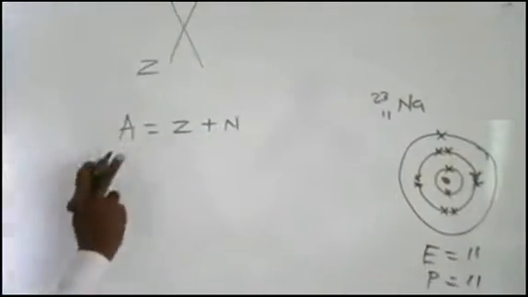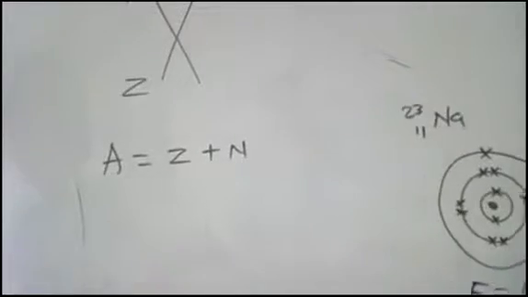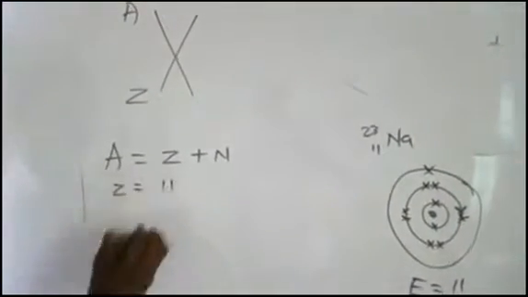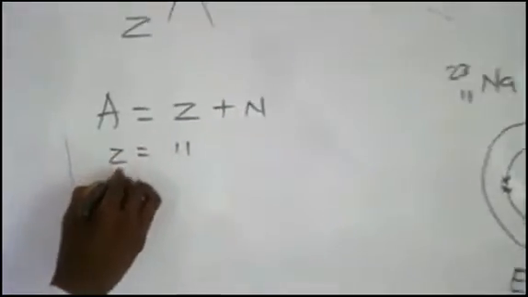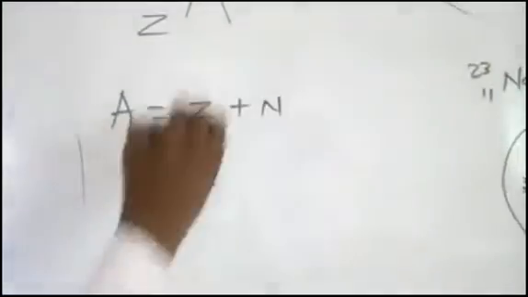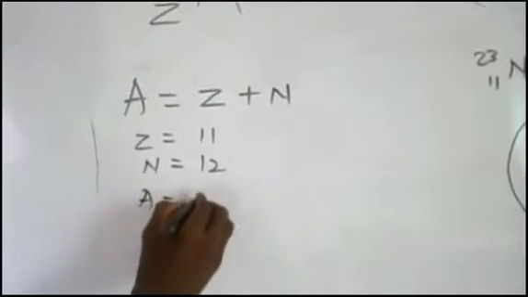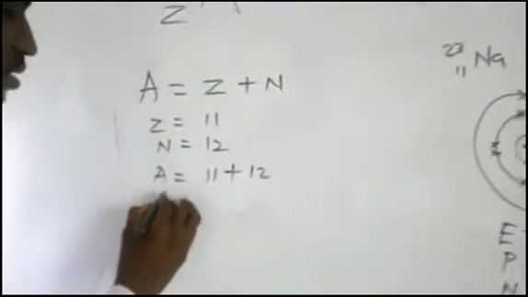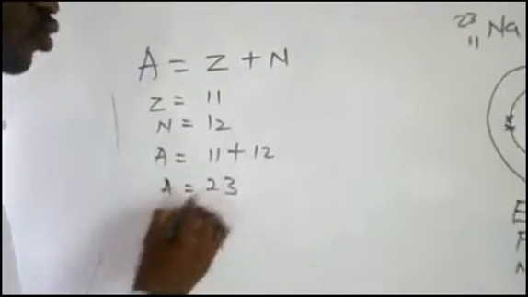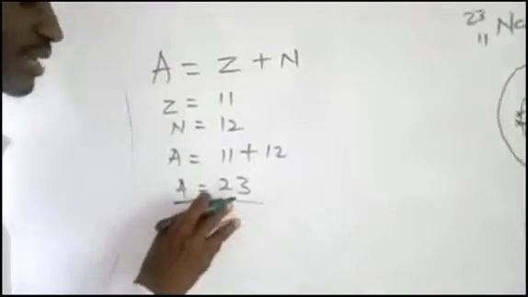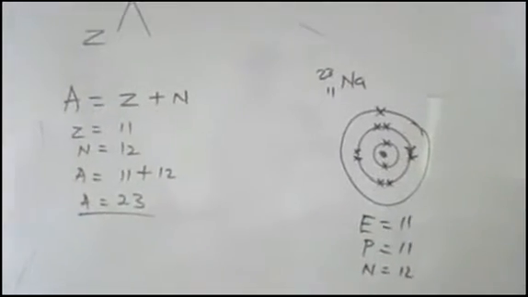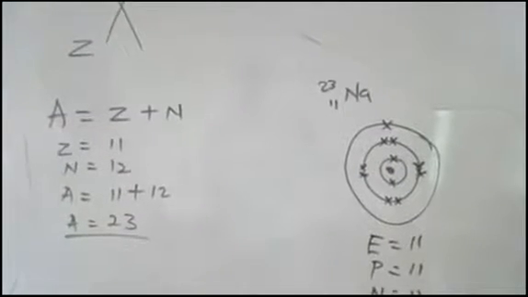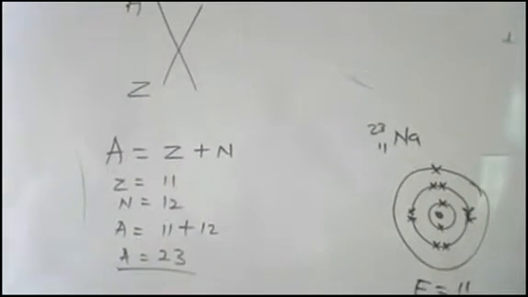So, for example, if you want to calculate the mass number of sodium, the number of protons that we have there is 11, and the number of neutrons is 12. So the mass number is the number of protons plus the number of neutrons. The mass number of sodium is 23. That is how we get the mass number of sodium to be 23. Then the next thing is that let's talk about ions.